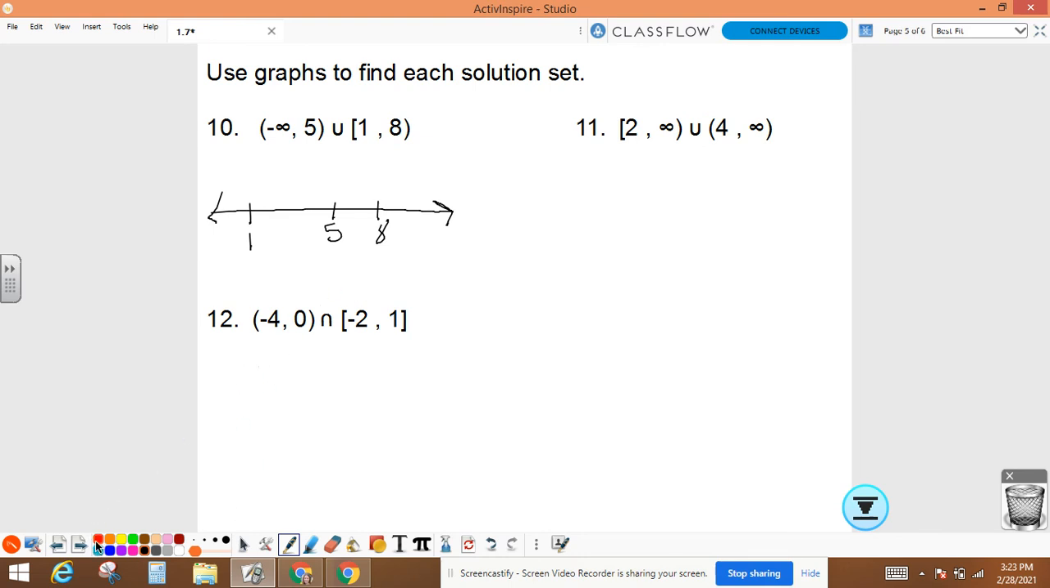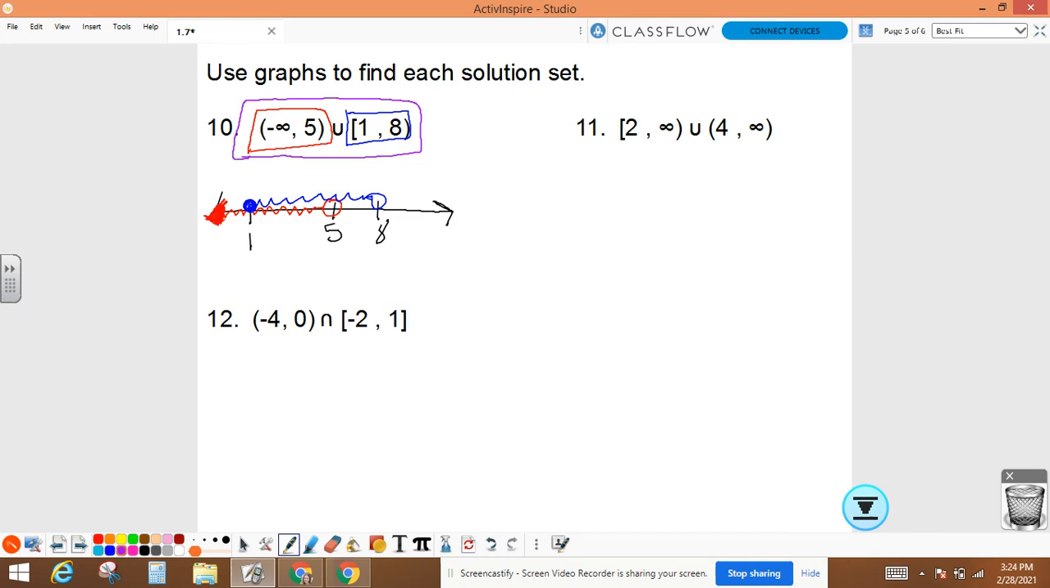All right, so if I'm going to graph this guy right here, that's saying an open circle at 5, and we're going towards negative infinity. Okay, if I'm going to graph this guy right here, it's a closed circle at 1, shade up to 8 with an open circle.